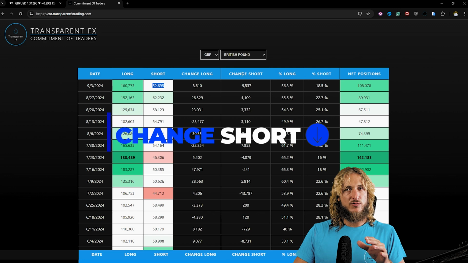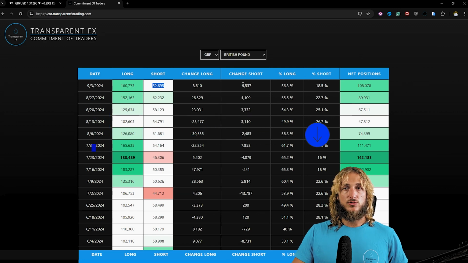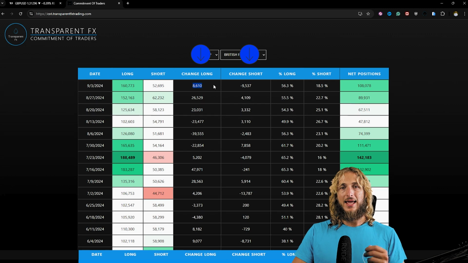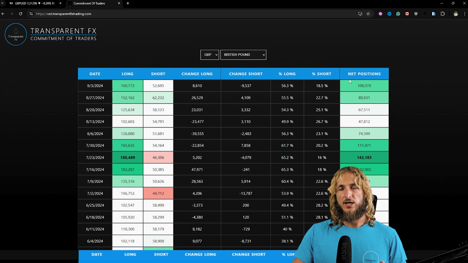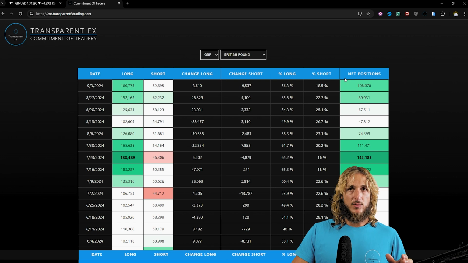In fact, with the last report alone, we can see how institutions have closed 9,500 shorts and opened 8,600 longs. So clearly they're starting to load up their longs and close their shorts, already shifting to a more bullish net positioning as we have just seen. So let's keep this in mind and move back to the chart.